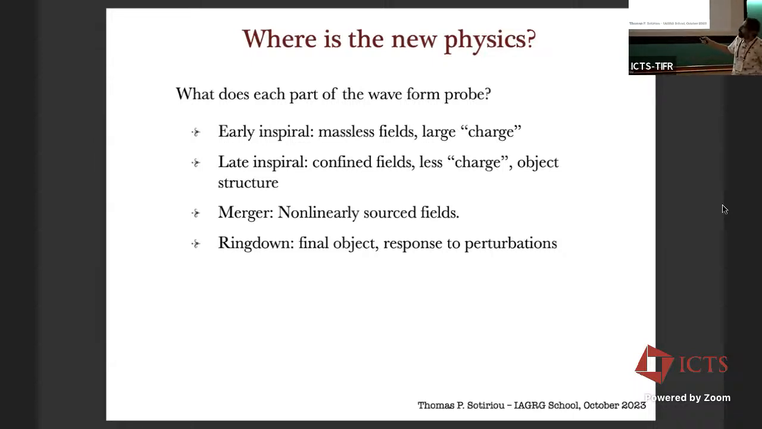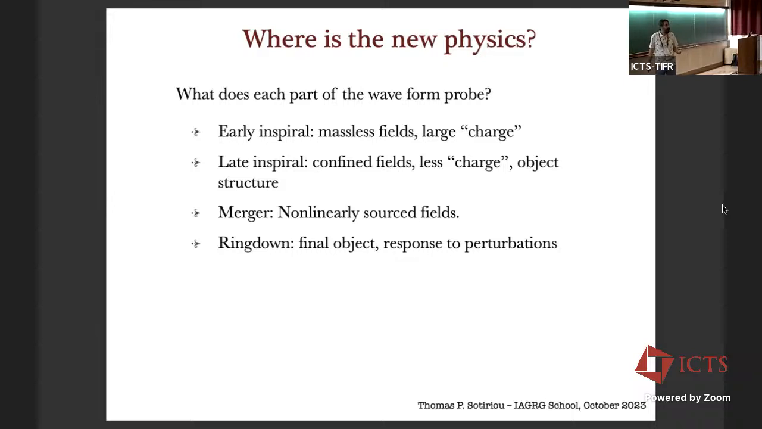As the objects get closer, in the late inspiral, you could potentially probe smaller charges. So even if you have a lesser configuration, you could still potentially see it. And you could probe more confined fields. Still, they have to be very light, because we're talking about kilometer-sized objects at best. But you could probe slightly larger masses.